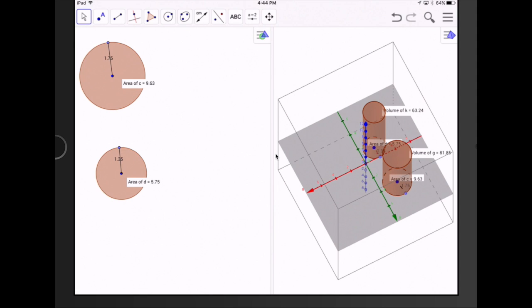And just try to move them so it's clear to see. So it looks like I have a radius of 1.75 in the larger circle and about 1.35 in the smaller circle. Remembering that all of these numbers are rounded.